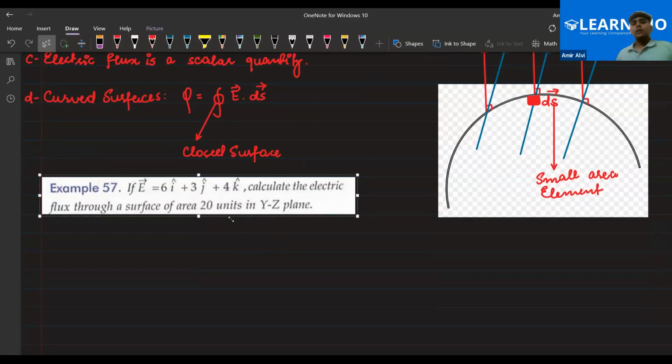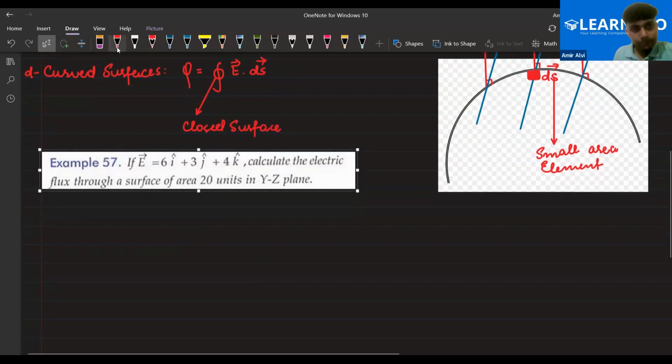Okay, so after that, we'll also do Gauss law as well. Right now, let's understand what the question is saying. The question says that if the E vector is 6 i cap plus 3 j cap plus 4 k cap, calculate the electric flux through a surface of 20 units in the YZ plane. Clear? What is the question saying? Okay, so let's solve.